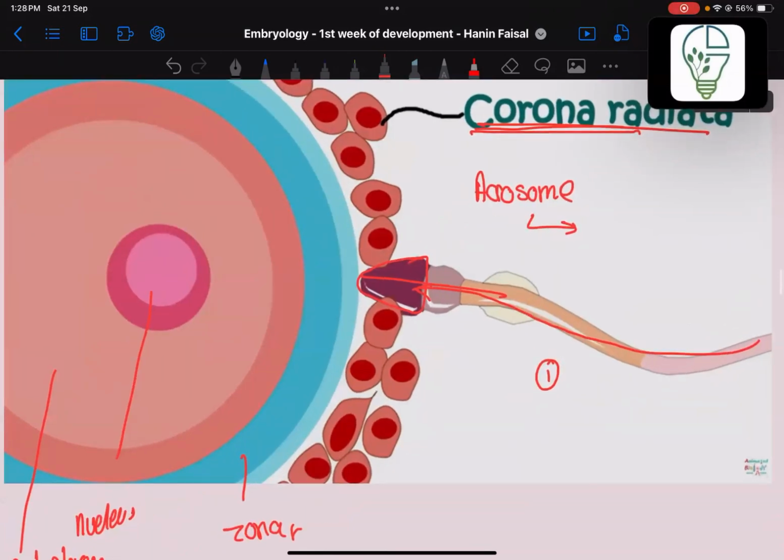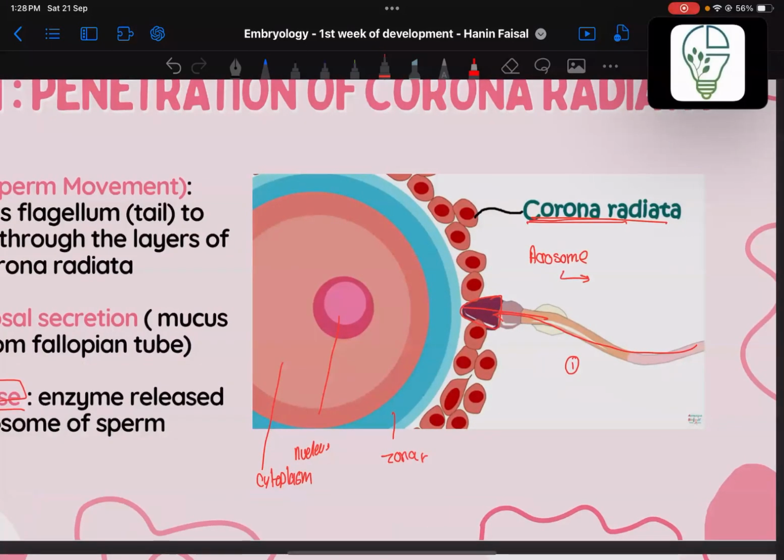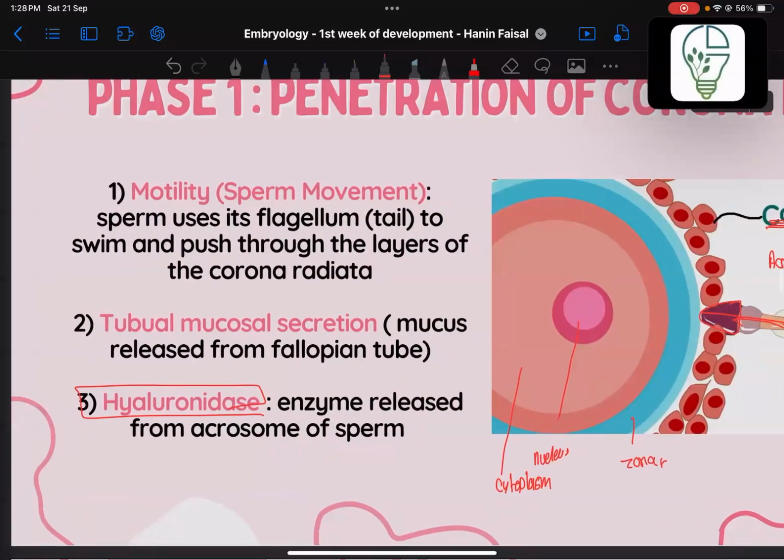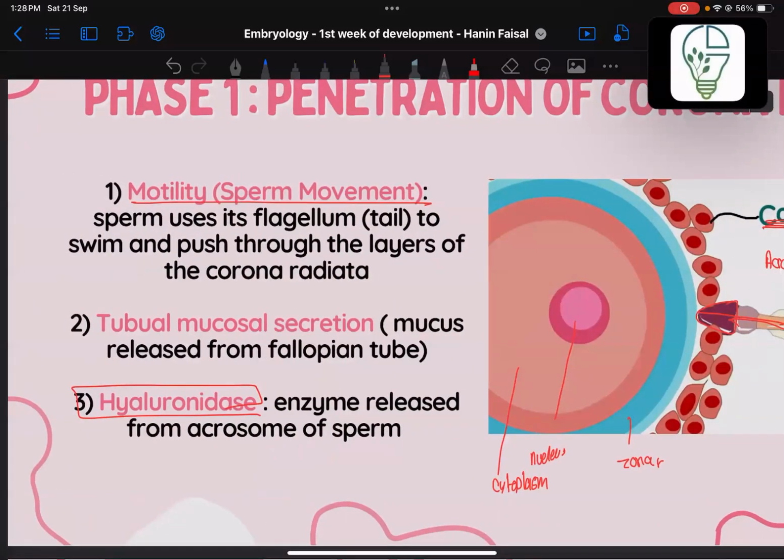Other than that, what else there should be for the sperm to penetrate the corona radiata is motility, which makes sense because the sperm has to move so it can pass through the corona radiata. So first thing is the motility for the sperm to move and pass through the corona radiata. And second thing, which is the most important thing, is the hyaluronidase, which is the enzyme that's released from the acrosome, which will help to penetrate the corona radiata.